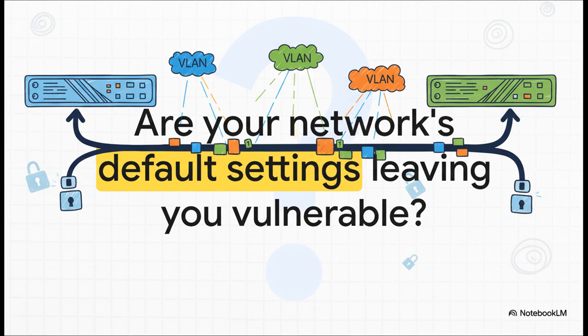So the big takeaway here is pretty clear. Trunking is absolutely essential for building a scalable network with VLANs, but those default settings, they can be a hidden liability. It's an incredibly powerful tool, but it demands careful, intentional configuration, which really just leaves one question for you to think about. Are you running your network on secure, intentional settings, or are you just exposed by default?